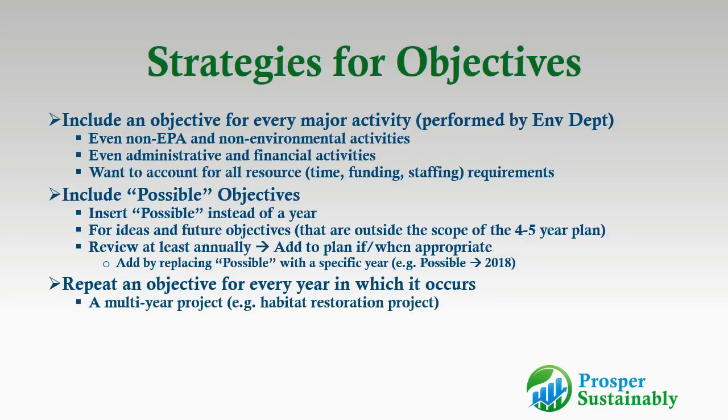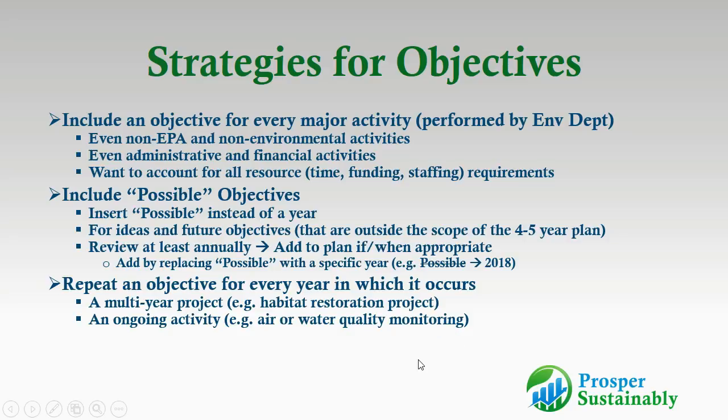Also, you may have a multi-year project, such as a habitat restoration project. So you may be removing an invasive plant species from a particular area, and that project itself is not going to be done in 1 year, maybe a 3-year project. So you would actually repeat that for each year. You can copy and paste it. I would say phase one, phase two, phase three for each year. You kind of want to distinguish that you're making progress with it as well.